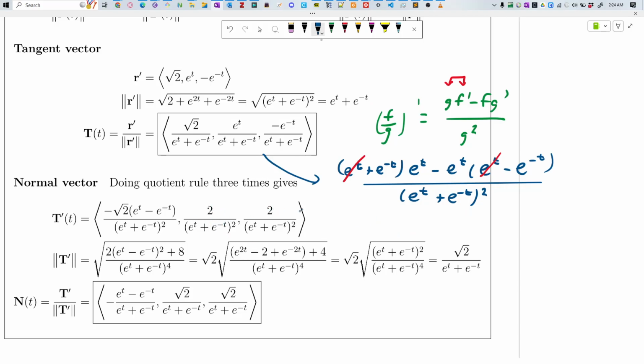And the same kind of cancellation happens with taking the quotient rule on the third component function. So we end up with this. Okay, so that's rather nice. Now let's talk about the magnitude of this, because we need to divide by the magnitude to get the normal vector. So we square each of these guys, and the convenient thing about the answer being written in this way is that the denominators are all going to be the same when we square. And so we can immediately combine all of these fractions together.